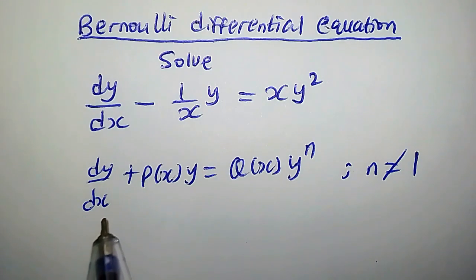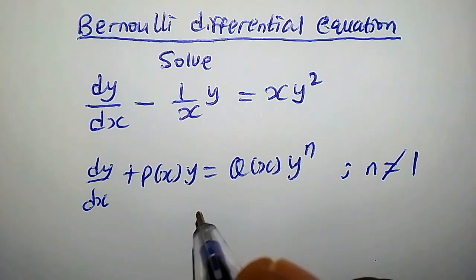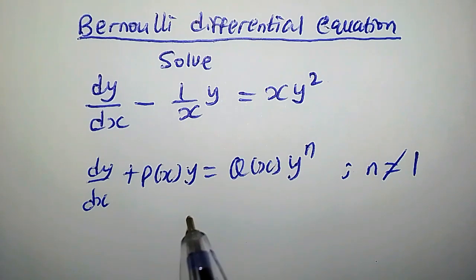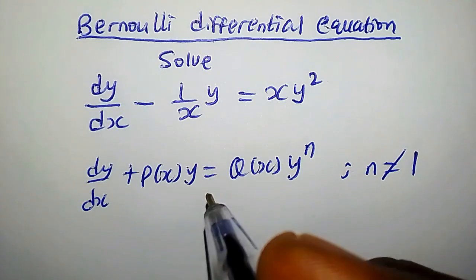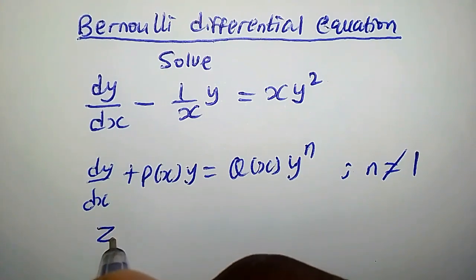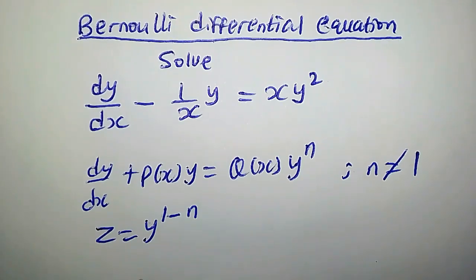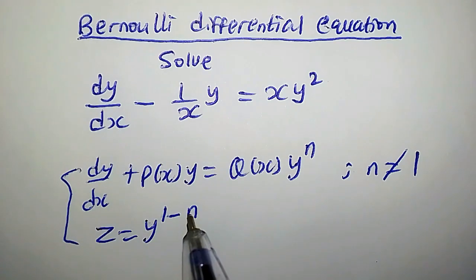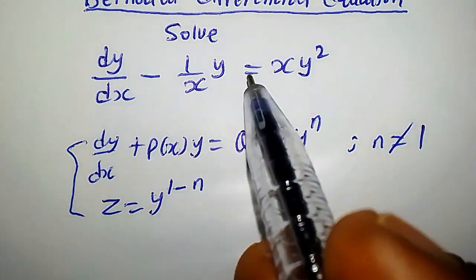To find the solution of any Bernoulli equation of this form, we first change the dependent variable y to z. So our z is equal to y raised to 1 minus n. After this, the equation gives a linear differential equation in terms of x and z, which can then be solved using the integrating factor method. So let's solve this equation now.